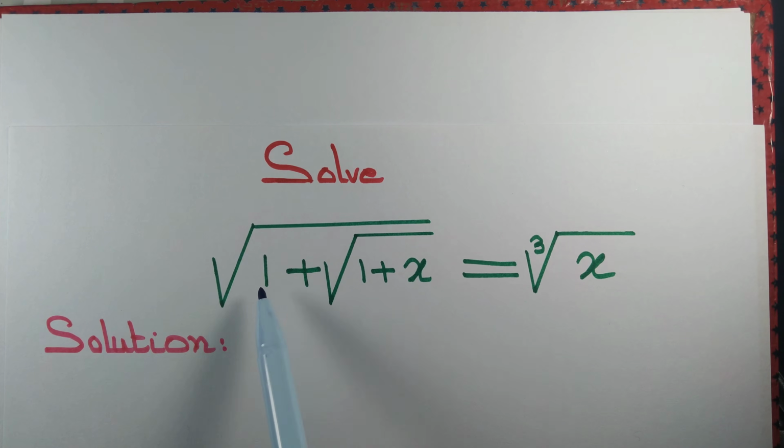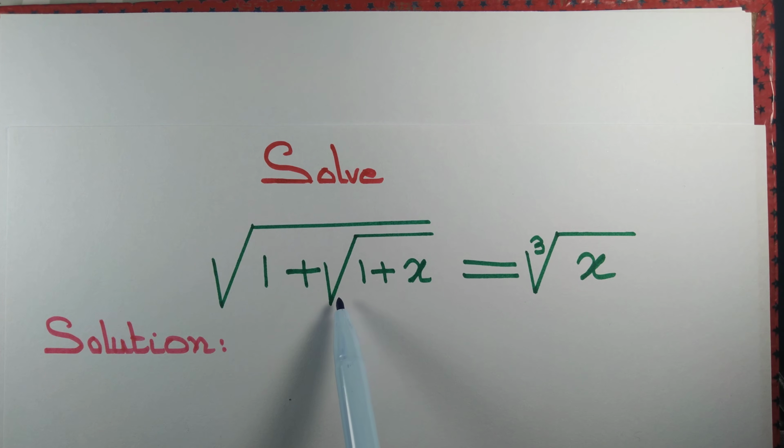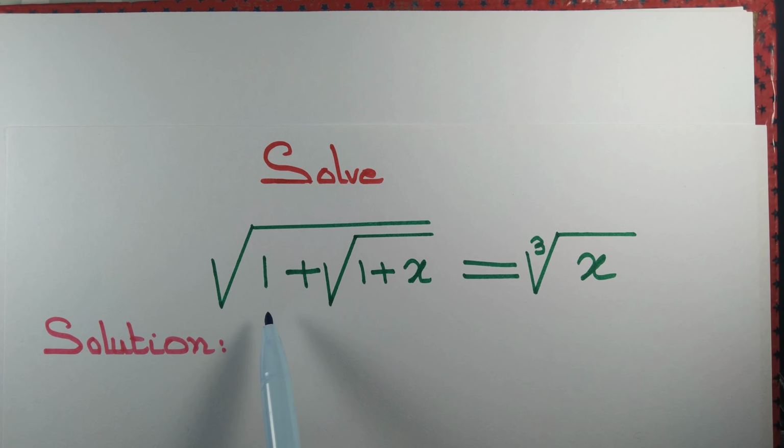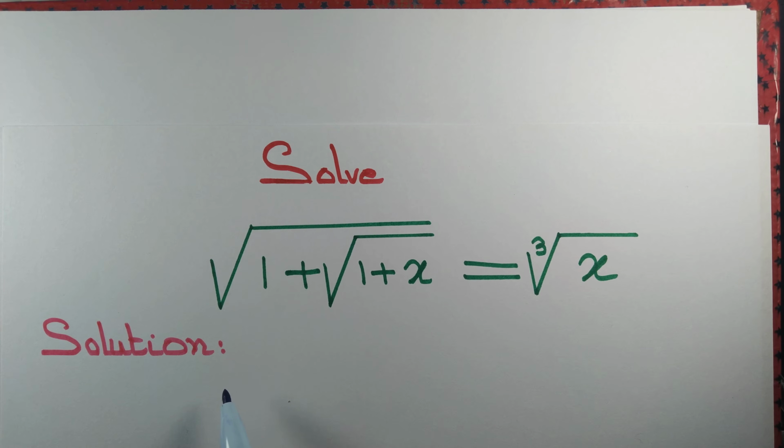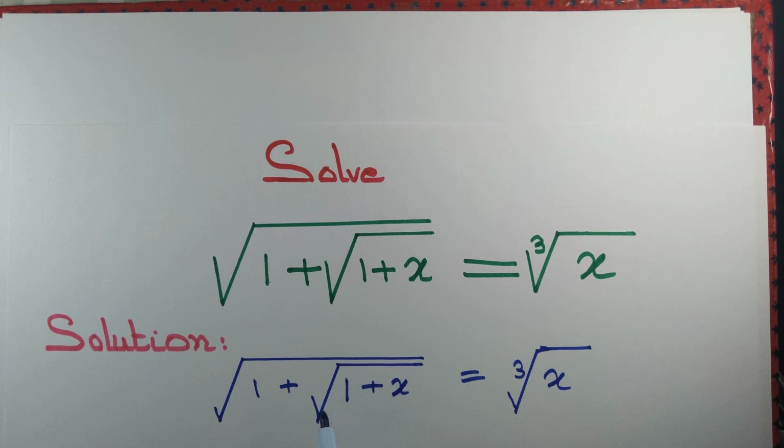Let us solve the equation: square root of 1 plus root of 1 plus x equal to cube root of x. So we can see lots of roots, and if we want to remove the root, we need to square it. So we have the equation. Let's square it both sides.